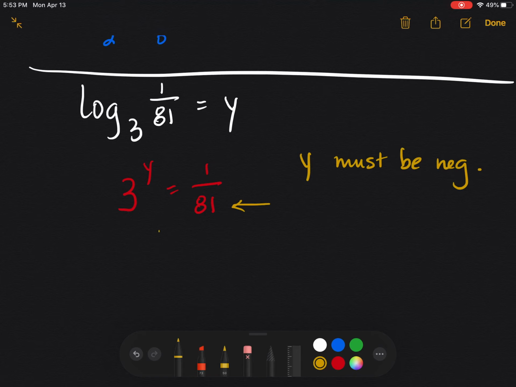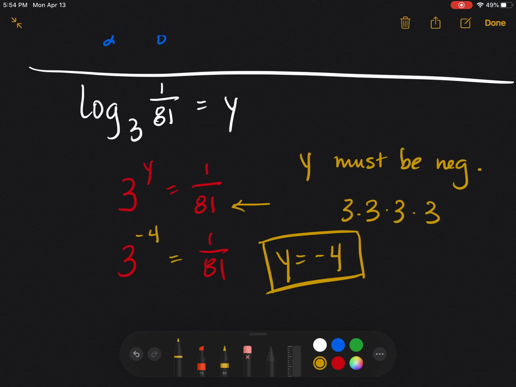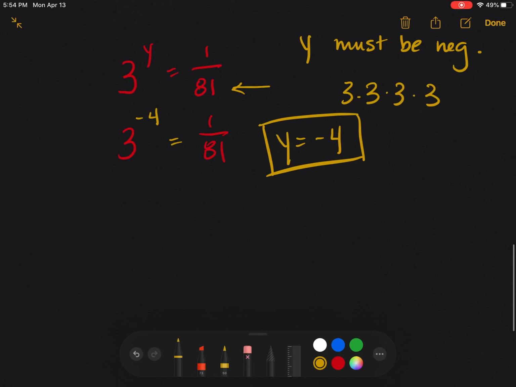So it's going to be 1 over 3 to the something down here. What is that going to be? Well, 3 times 3 gives me 9, times 3 gives me 27, times 3 gives me 81. So that means this is going to be 3 to the negative fourth equals 1 over 81. Therefore, y equals negative 4, and that's my answer. So the best way to evaluate is to put it into exponential form.